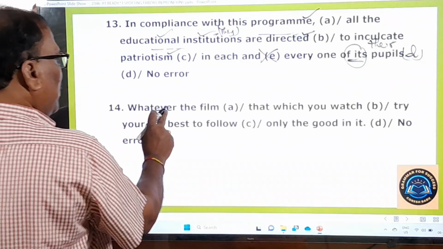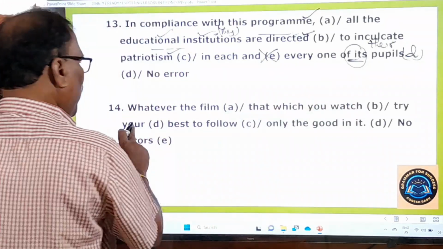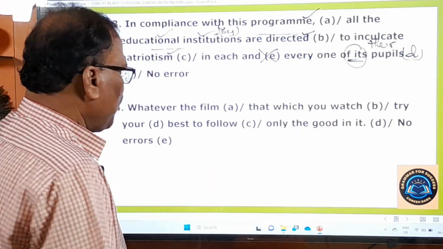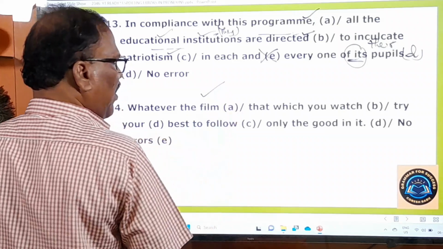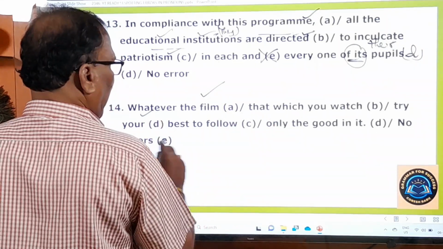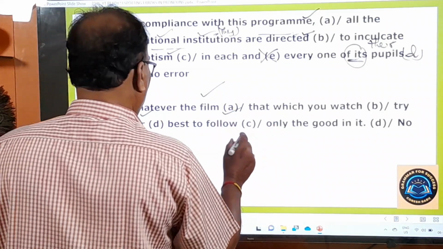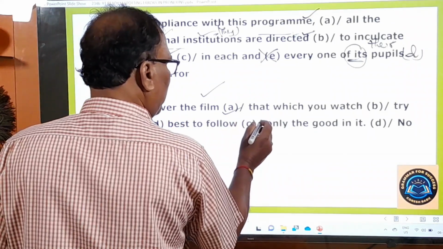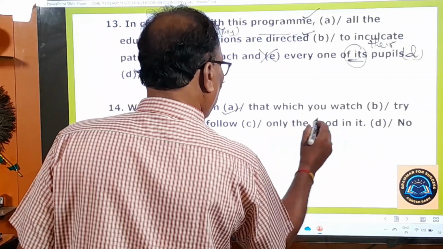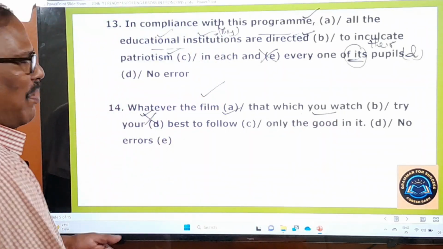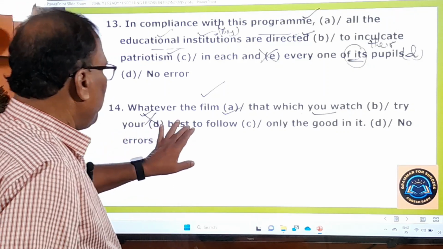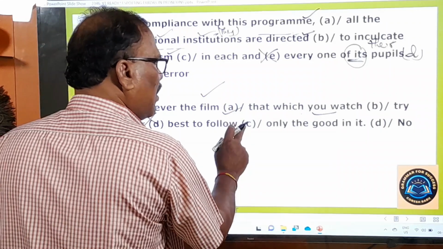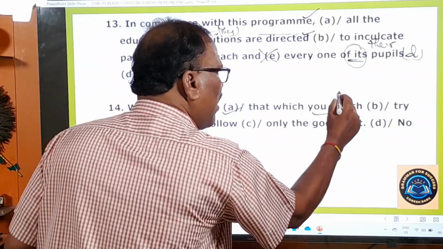Go to the 14th one. Whatever the film that which you watch, try your best to follow only the good in it. Okay, if you observe this one, whatever the film, absolutely right. Try your best to follow, okay. A, B, C, D is also okay. This is a typographical problem. Try your best to follow. C part okay, A part okay, D part okay, and only in the B part there is a mistake.